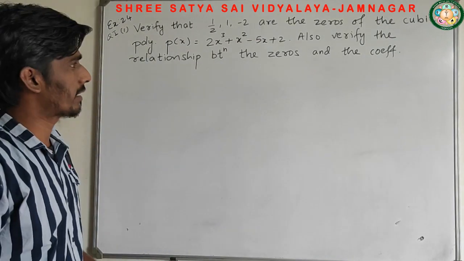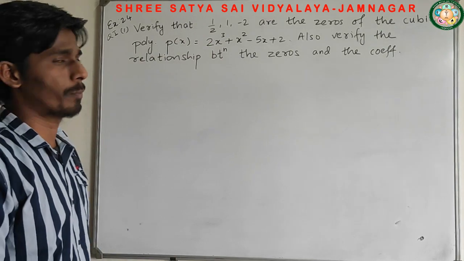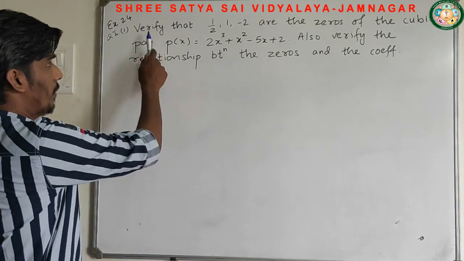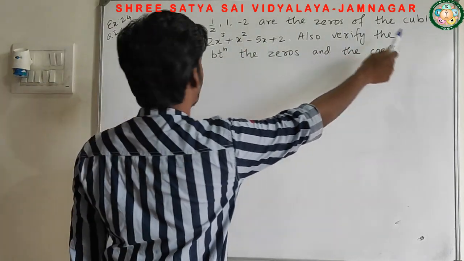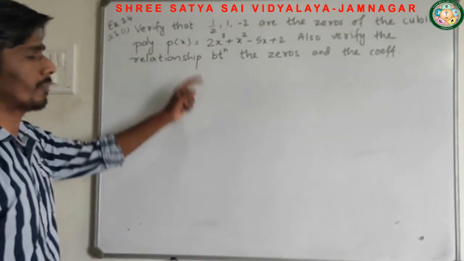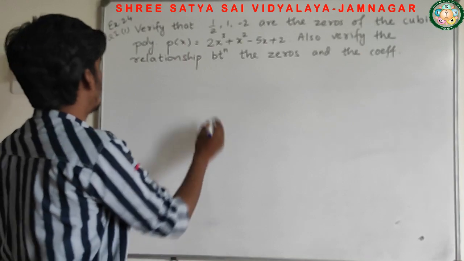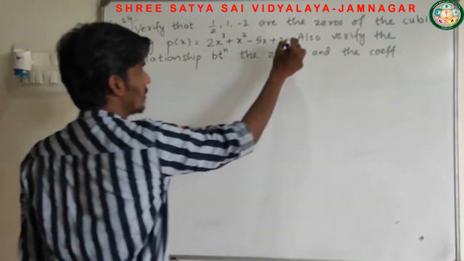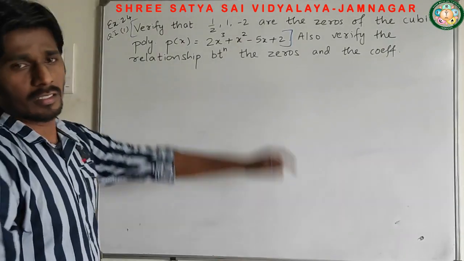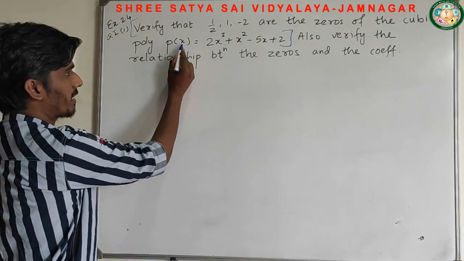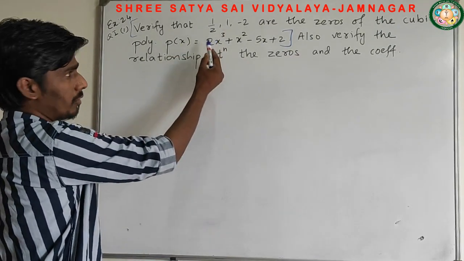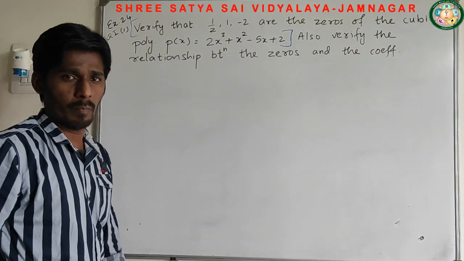Let's start with the next example. Based on the cubic polynomial, verify that 1 by 2, 1 and minus 2 are the zeros of the cubic polynomial p of x. So the first part of the question we are going to solve up to this only. To verify the zeros, I am going to replace the value of x by 1 by 2, then 1 and then minus 2.